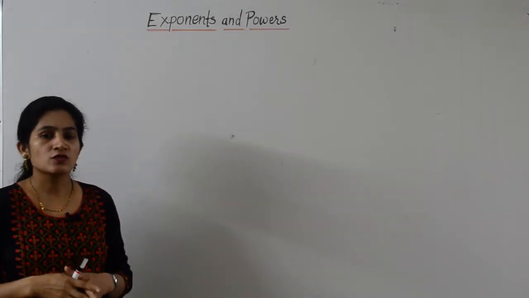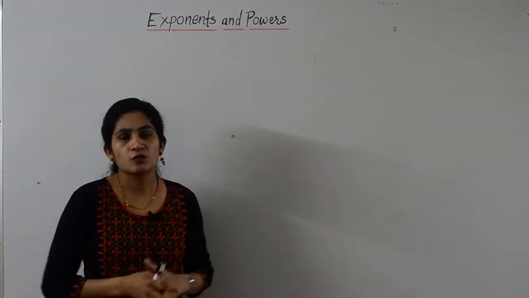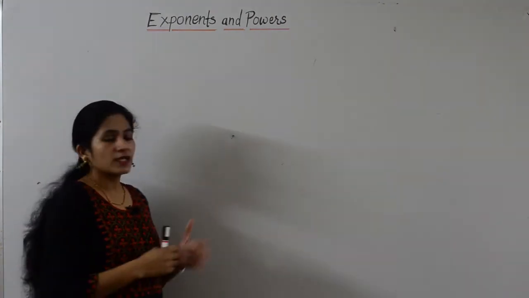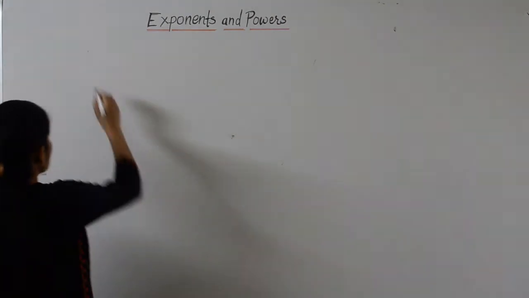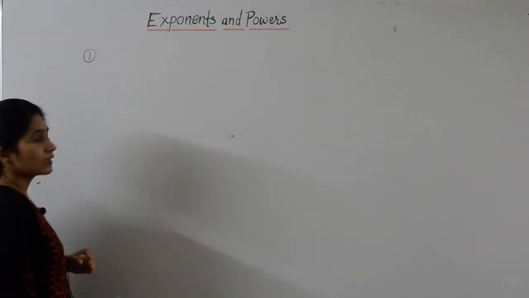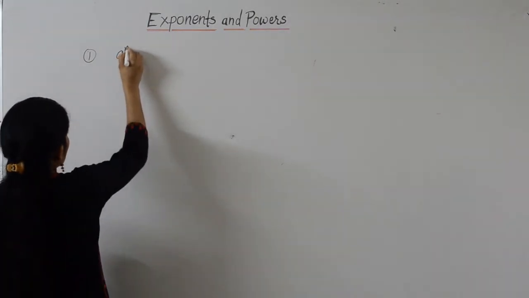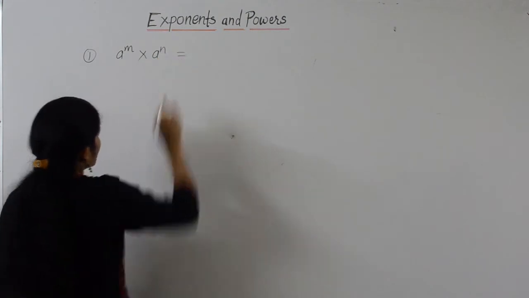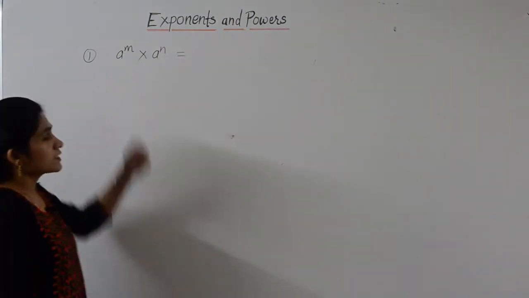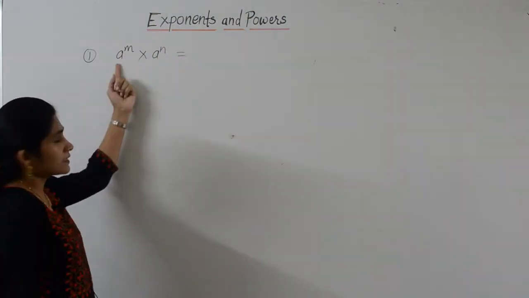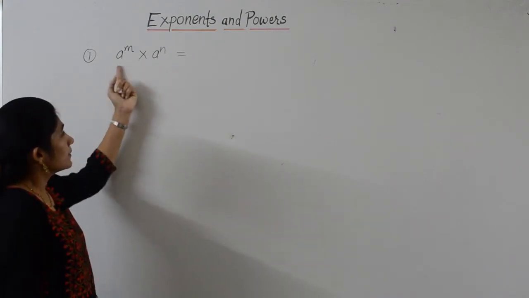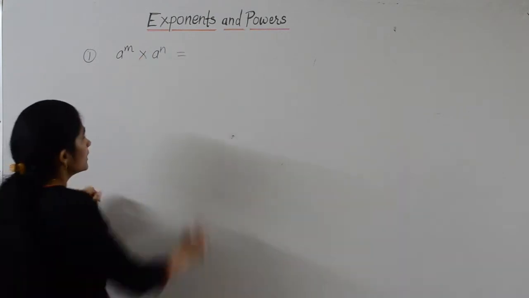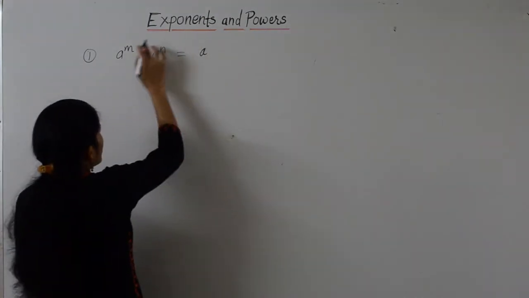There are certain laws which are obeyed by the numbers in their exponential forms. These laws are called laws of exponents. We will study them one by one. First law is a raised to power m into a raised to power n. Now this law is called product law. In this law bases are same. Like bases means same bases. So what we have to do? We have to keep the base same and we have to add exponents.